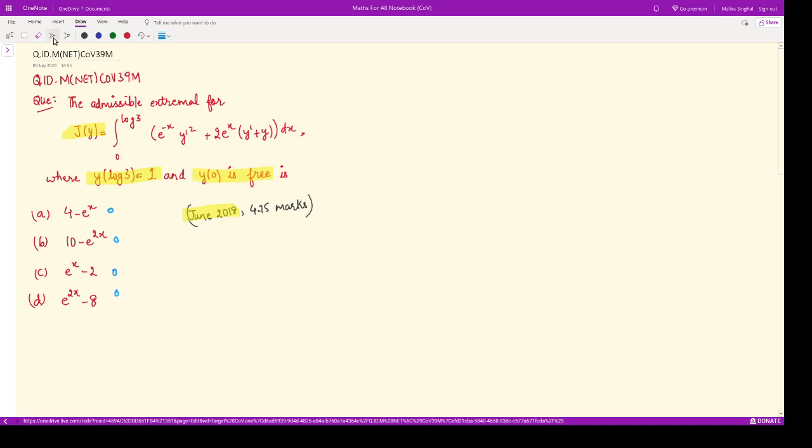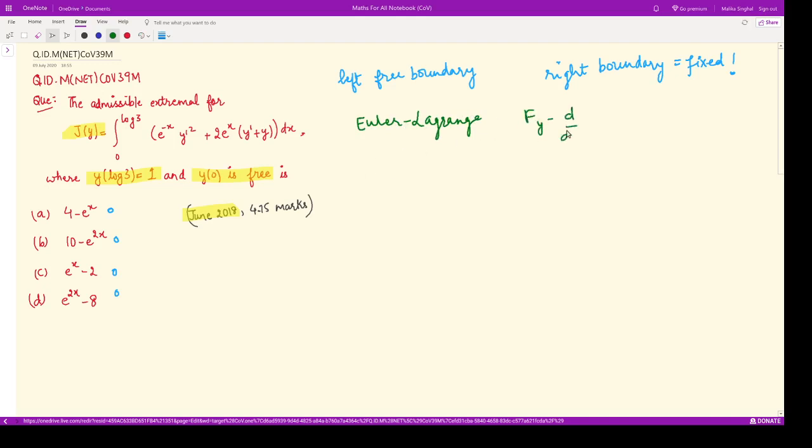So this question is different from the ones we are solving earlier. Here you have the left boundary as free, and the right boundary in our question is fixed. So for solving such a question, what should be our approach? Firstly, we should solve the Euler-Lagrange equation, which is the necessary condition to get an extremum. That is f of y minus d dx of f of y dash is equal to 0.